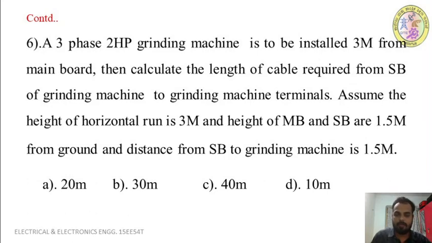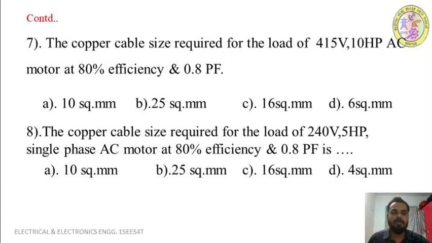Okay, so next question: the copper cable size required for load of 415 volt 10 HP AC motor at 80% efficiency and 0.8 power factor is. See here, the given load is 415 volt 10 HP AC motor. It is a three-phase motor, right? So to calculate the copper cable required, you have to calculate the load current. The options given are A 10 square mm, B 25 square mm, C 16 square mm, D 6 square mm.